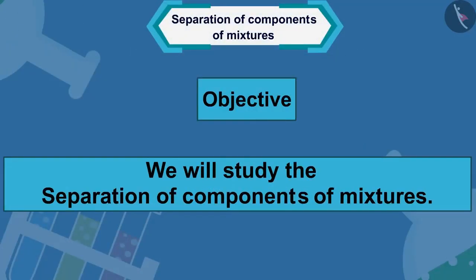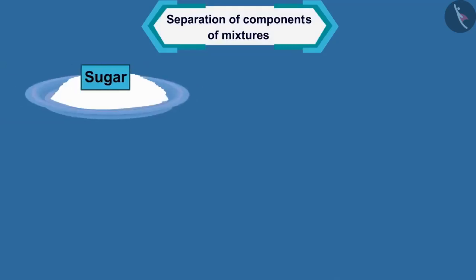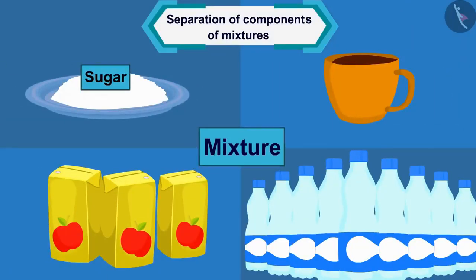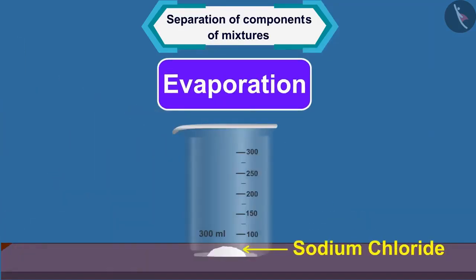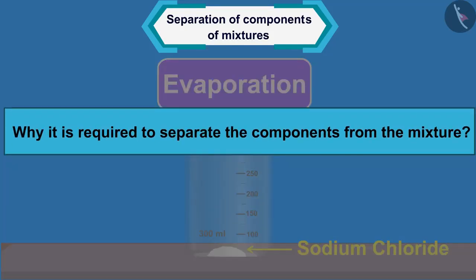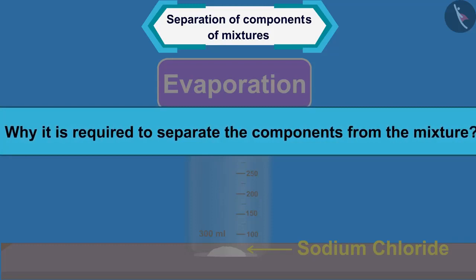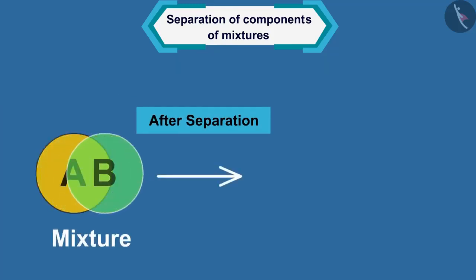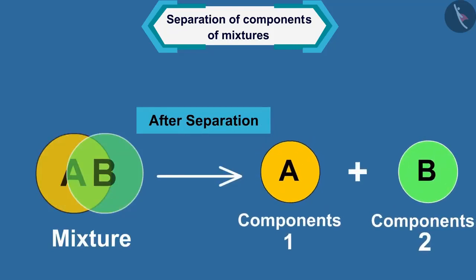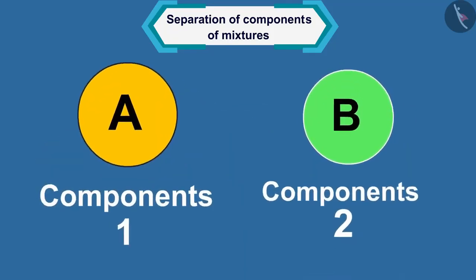In this video, we will study the separation of components of mixtures. As we know, most of the substances around us are found in the form of mixtures. A variety of methods are used to separate the components of these mixtures. But you may be wondering, why is it required to separate the components from the mixture? Separation makes it easy to obtain and use information about each component of the mixture.